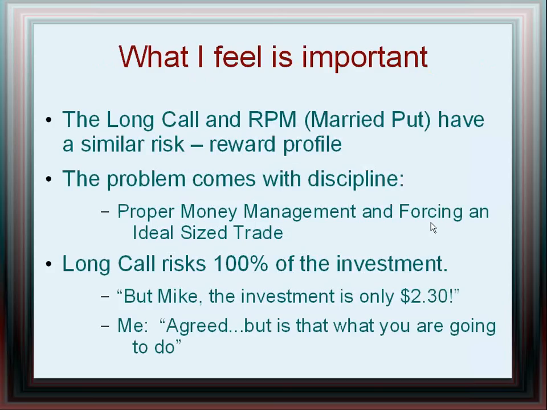Let's talk about it. The long call and the RPM have a similar risk-reward profile. That cannot be argued. We just saw it. They look like the same exact menu. The problem comes with the discipline, okay? Proper money management and forcing an ideal size trade. With the long call, you risk 100% of your investment. If you buy one call contract, you're risking $230, or 100% of the price. Hey, but Mike, the investment's only $230. It's lower than the risk on the married put. Agreed, but is that what you're going to do?